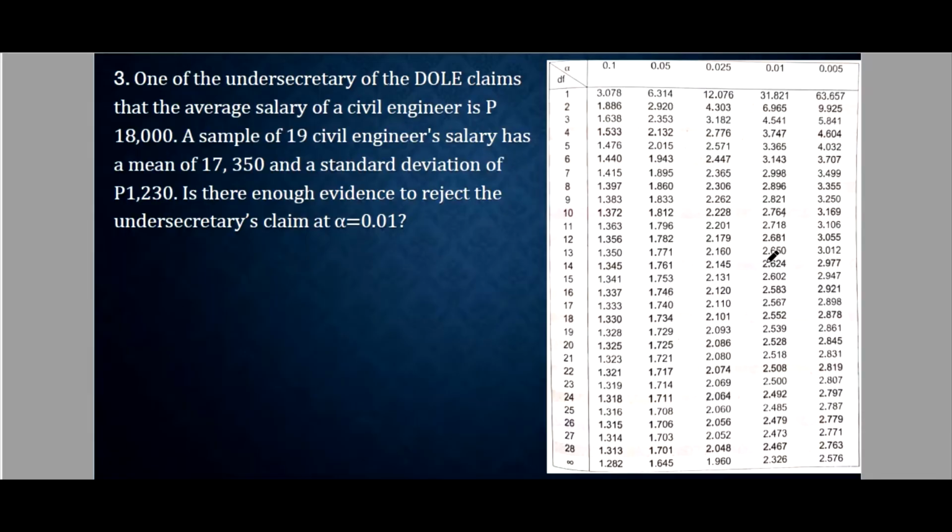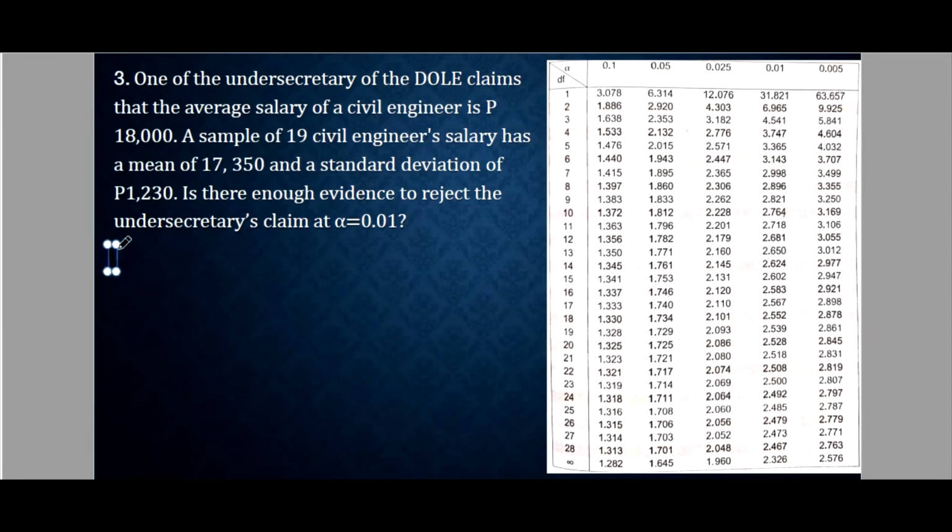Number 3. One of the undersecretaries of the DOLE claims that the average salary of a civil engineer is 18,000. A sample of 19 civil engineers' salary has a mean of 17,350 and a standard deviation of 1,230. Is there enough evidence to reject the undersecretary's claim at 0.01?